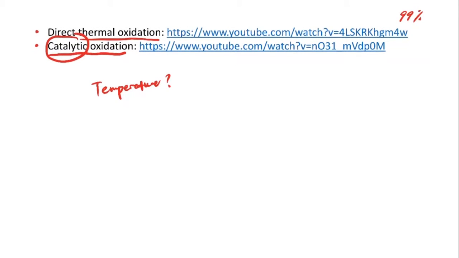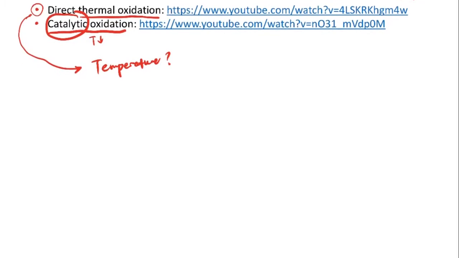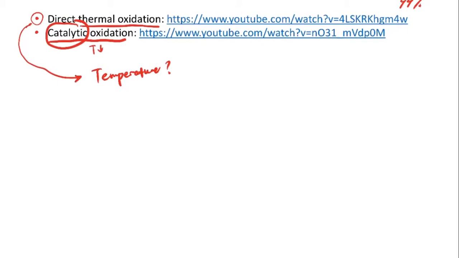Okay, so if we're just talking about the direct thermal oxidation, we know that the catalytic oxidation generally has a lower operating temperature, right? But unfortunately, I think most of the industrial plants are still using this direct thermal oxidation, okay? So because of that, we need to find out what is the optimal temperature to operate these oxidation processes. There are several methods to calculate this oxidation temperature.